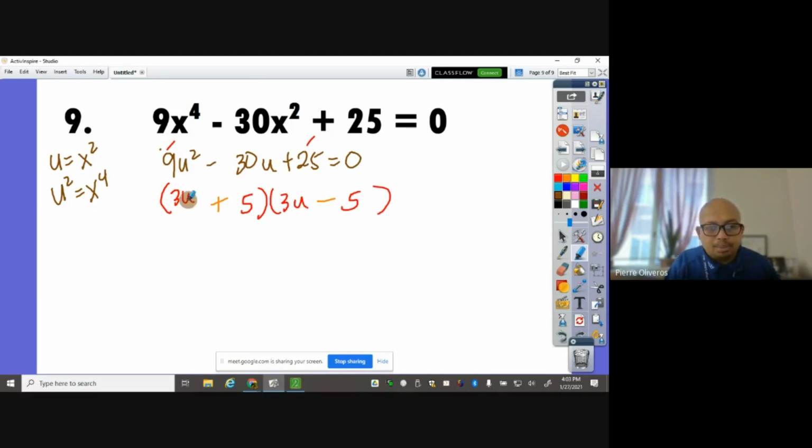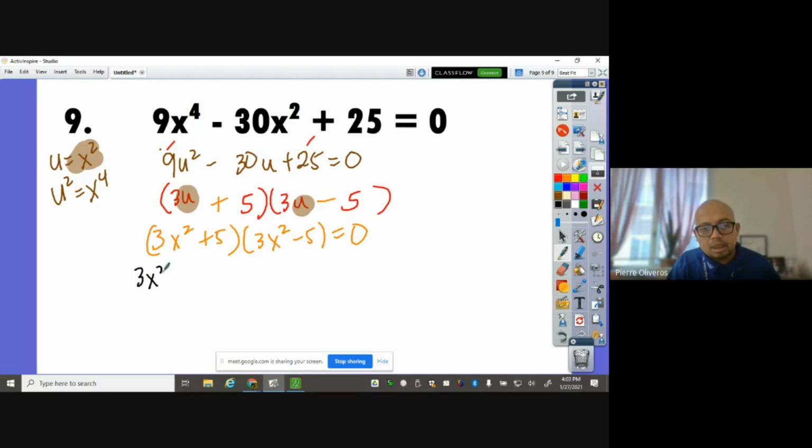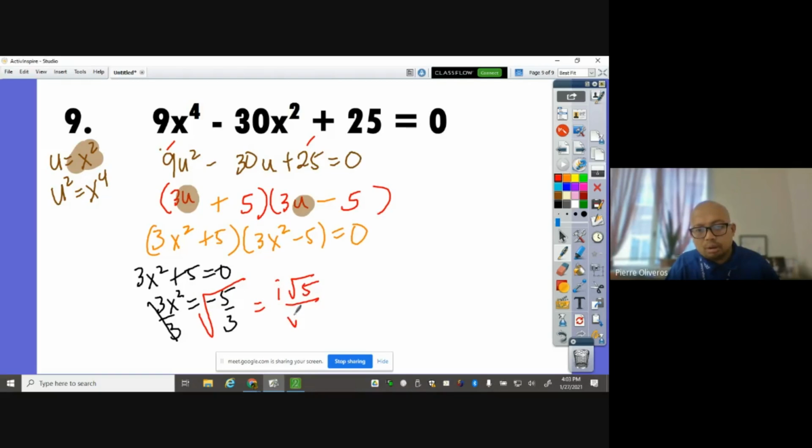Then we can replace back the u by x squared. That will give us 3x squared plus 5 is equal to 0 and 3x squared minus 5 is equal to 0. Now solve them by using the zero factor property. 3x squared plus 5 is equal to 0, so minus 5 there will give me 3x squared equals negative 5. Divide by 3, divide by 3. Take the square root of that. That will give us i square root of 5 over square root of 3.